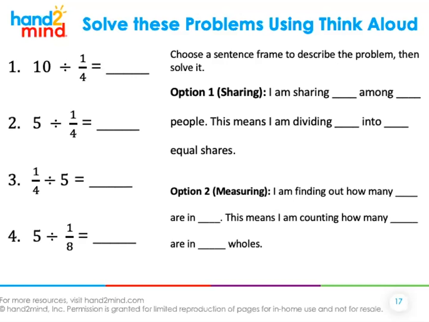Number 4 also is back to counting. So I'm going to use the measuring story. I'm finding out how many 8ths are in 5. This means I'm counting how many 8ths are in 5 wholes. So there's 8 eighths in 1 whole. That makes 40 eighths in 5 wholes.